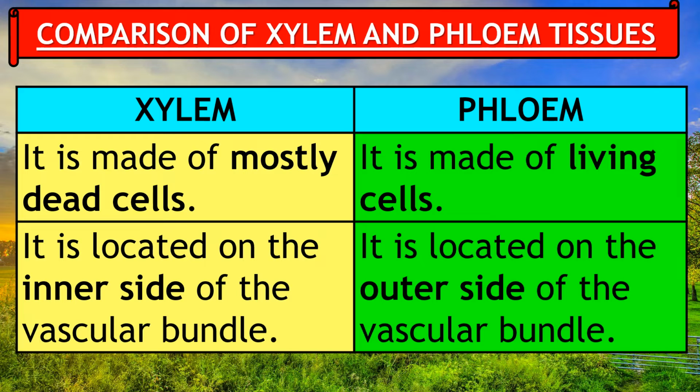Xylem is made of mostly dead cells, whereas phloem is made of living cells. Xylem is located on the inner side of the vascular bundle, whereas phloem is located on the outer side of the vascular bundle.